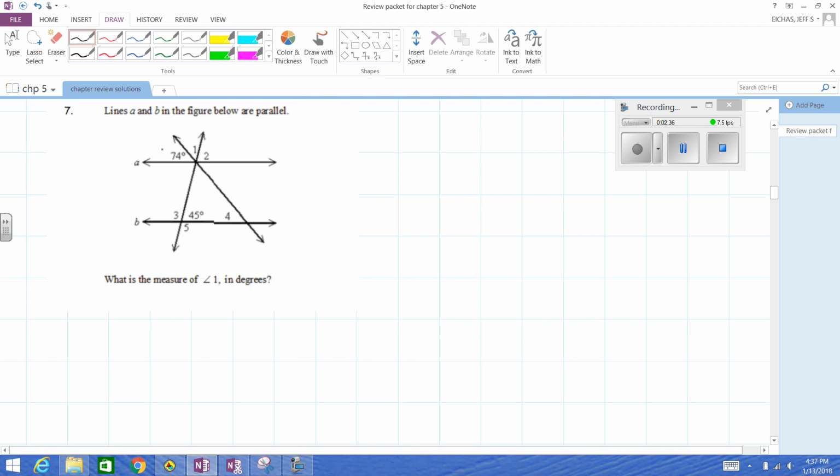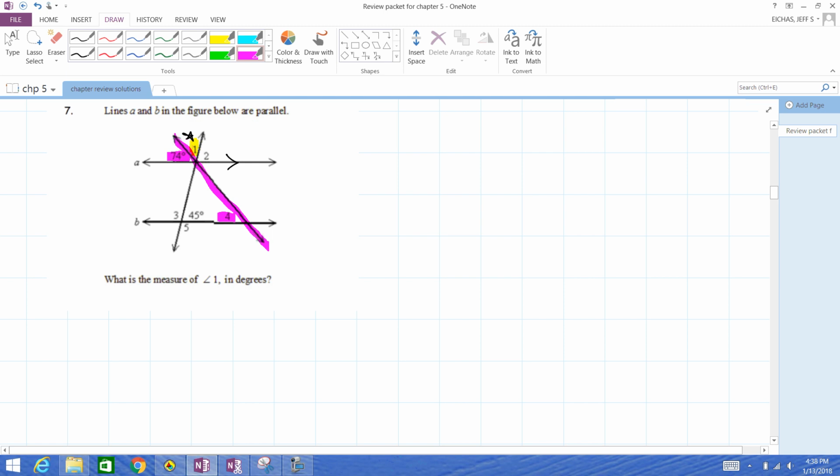All right, so they're parallel, A and B, so we can mark them with these arrows, and then they want the measure of angle 1, in degrees. Because of parallel, what we want to look for is, let's see, we have this Z right here. That's not going to help us, so get rid of that. What is going to help us? So that's our transversal.